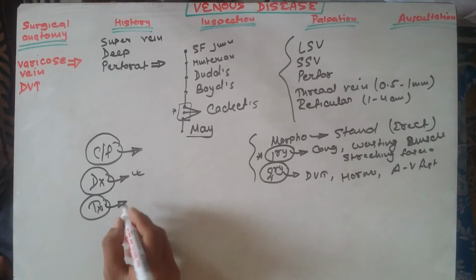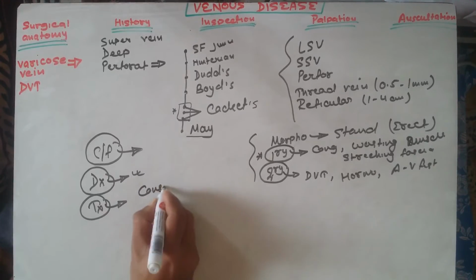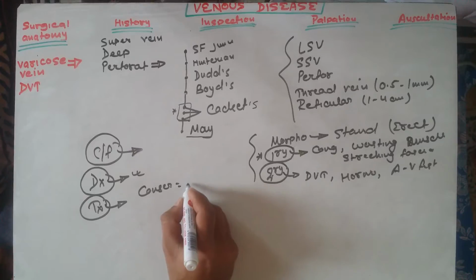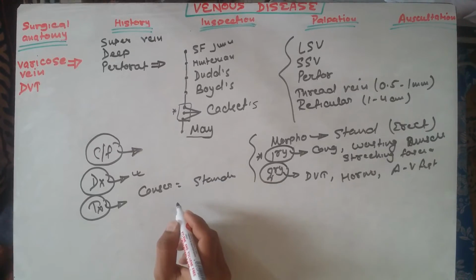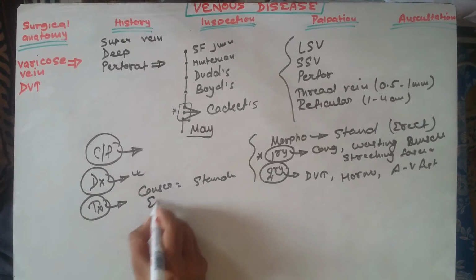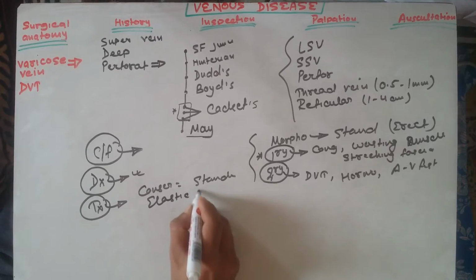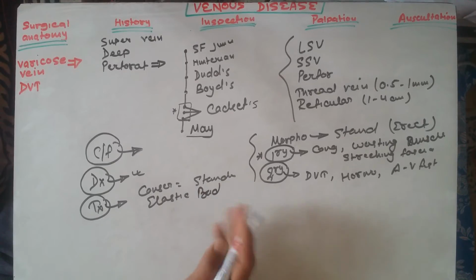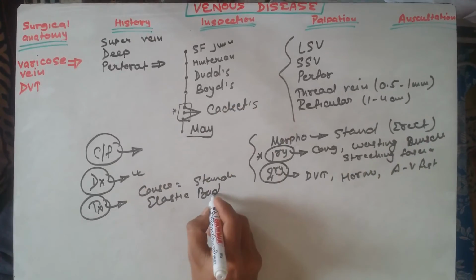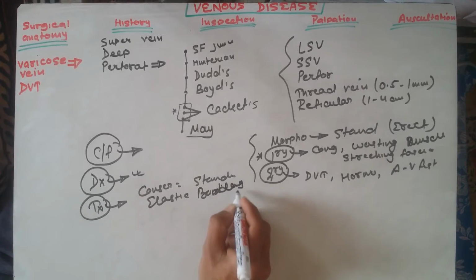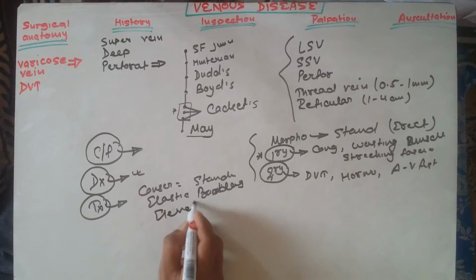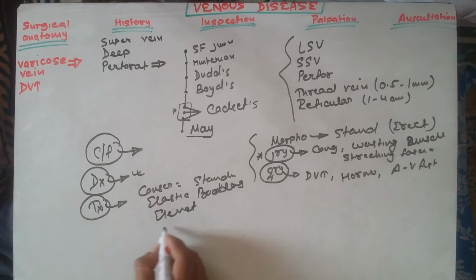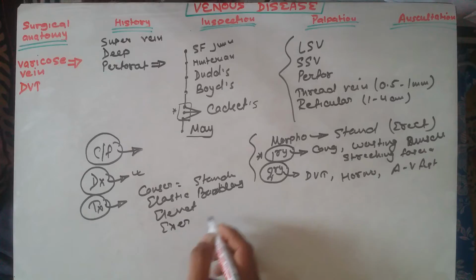For the treatment modality, we will start from the conservative treatment. In conservative treatment, we will avoid standing, then crepe bandage or elastic stocking is applied, usually from below to above the leg. And during sleep, keep the leg elevated, and exercise. So these are the conservative management.